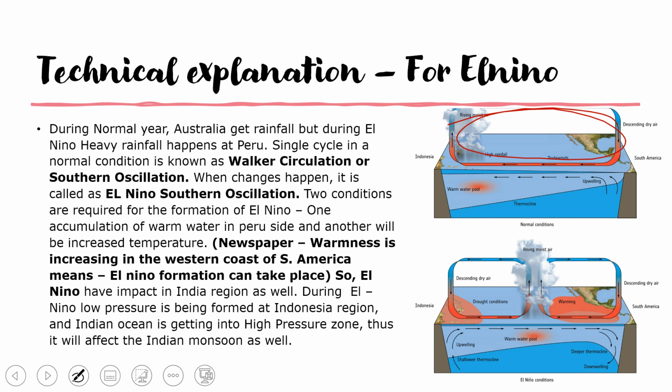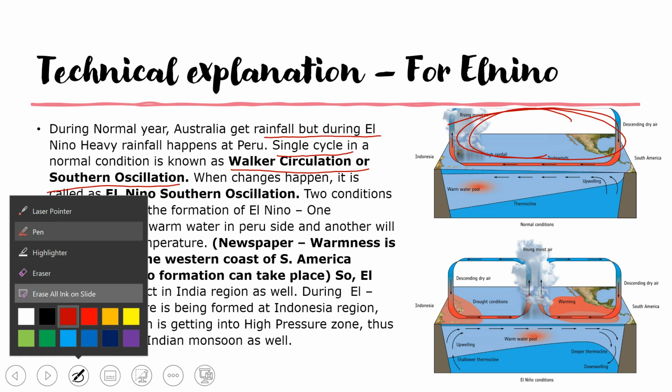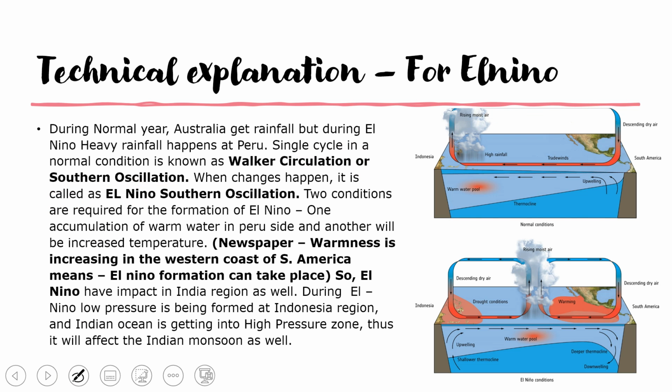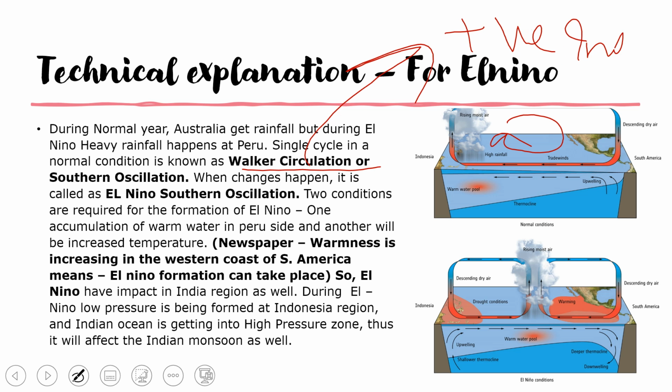So the technical explanation for this El Nino from the water perspective, I have explained here, and I will explain again. During a normal year Australia gets rainfall, but in El Nino heavy rainfall happens at Peru. A single cycle is formed in the Walker circulation, that is the southern oscillation, explained in that part only. So this is your single cycle. This is your Walker circulation, a normal condition, and this will help in the formation of the positive Indian dipole.